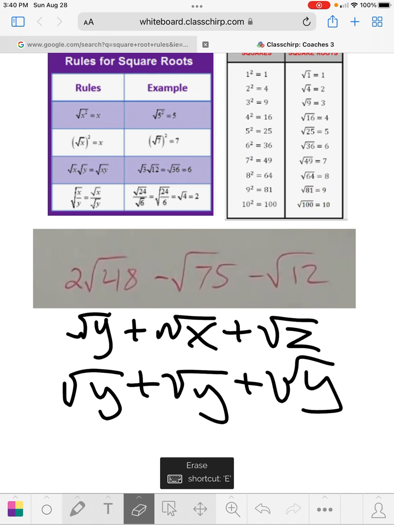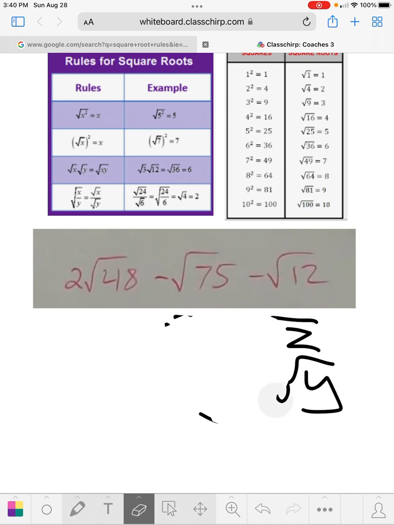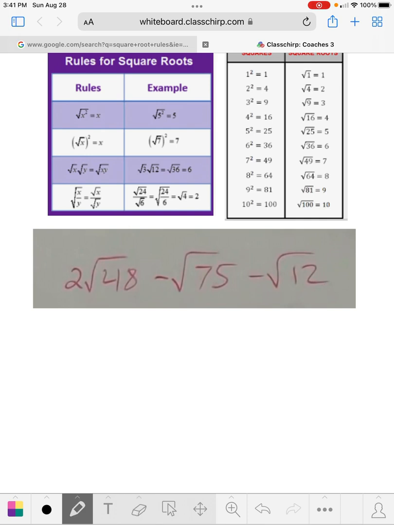To erase this, erase. There we go. Let's switch back to the pen mode. Pen mode. Pen. Regular tip.